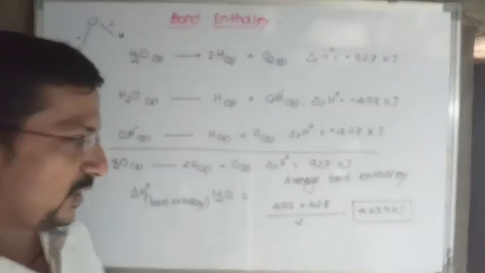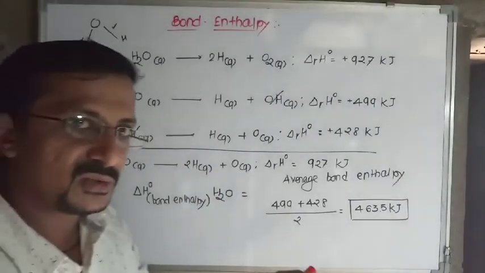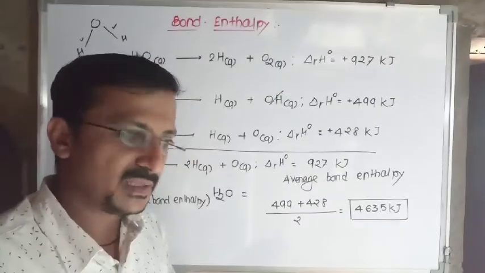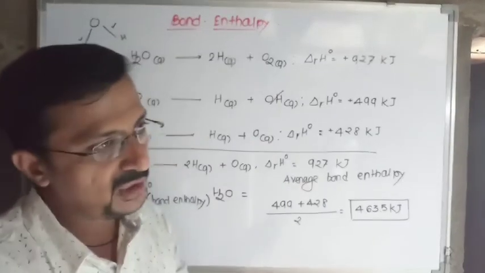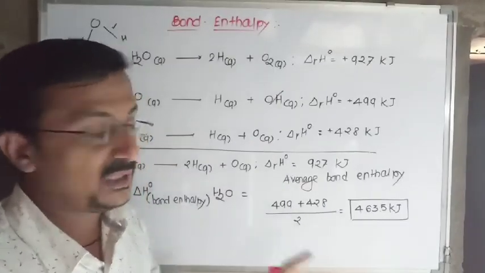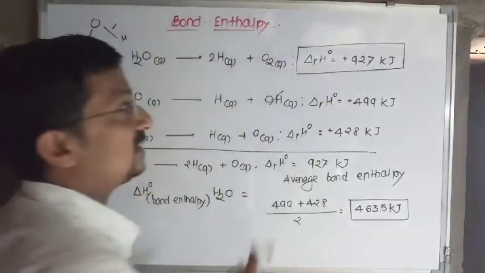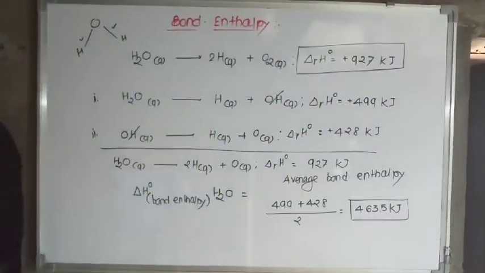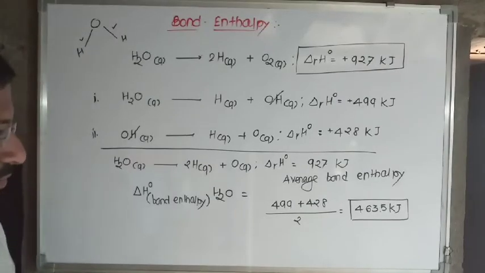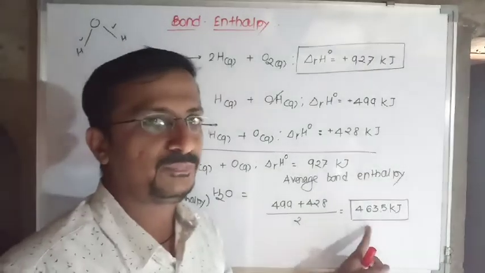463.5 is the bond enthalpy of water, which is considered the average bond enthalpy, only considered in the case of polyatomic molecules. But in the case of diatomic molecules, only one single bond is present. To break that particular bond, the bond enthalpy and the enthalpy of atomization are both the same. But here, remember well, this value indicates the enthalpy of atomization. But this value indicates bond enthalpy.